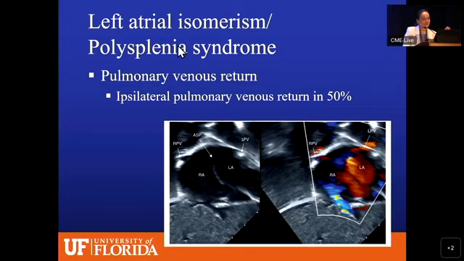You could also see that your pulmonary veins could either enter normally on your left atrium, like my other image, or two could drain in the left-sided atrium, and two could drain in the right-sided atrium. These are called ipsilateral pulmonary venous return, which occurs in 50%. And this is the right atrium here, left atrium here. This is the atrial septum. The right pulmonary veins enter the right-sided atrium, and the left pulmonary veins enter the left-sided atrium.